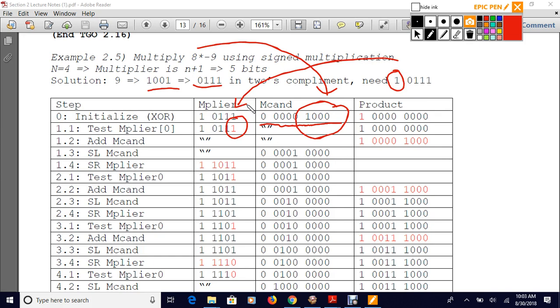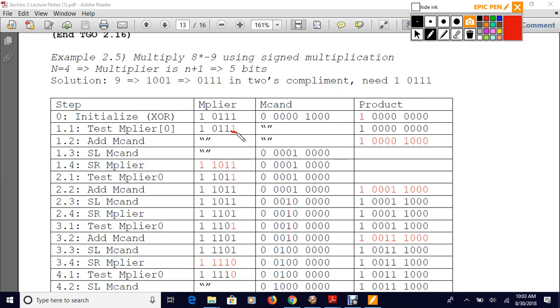So in this specific case, we test if it's 1. It is 1. Therefore, we add the multiplicand. You can see what we've done here is we've taken these bits and added them here. See that this 0, 0, 0, 0, 1, 0, 0, 0 is added there. So we add it to those 8 bits.